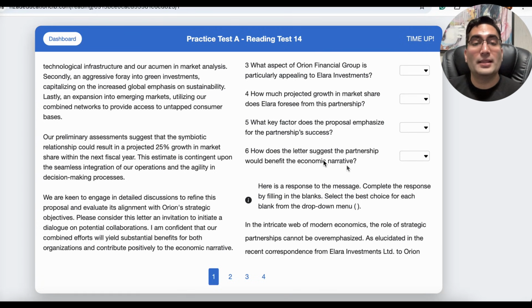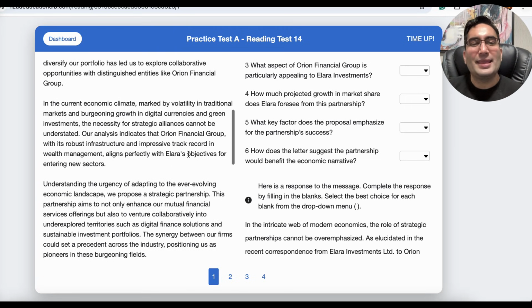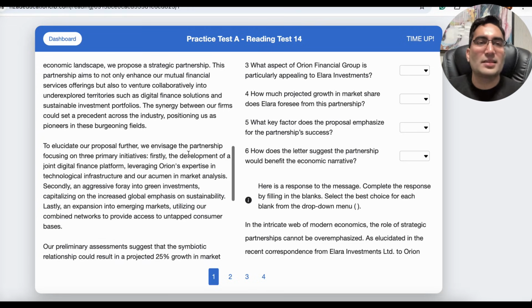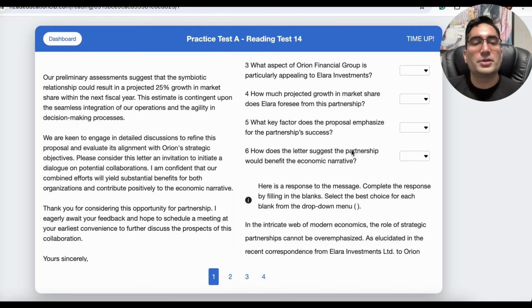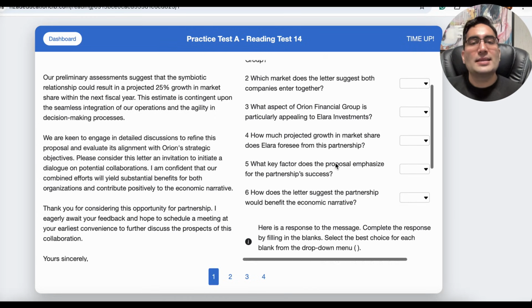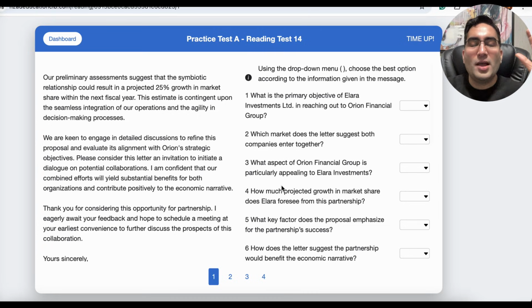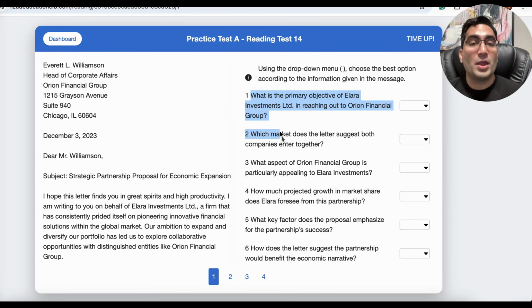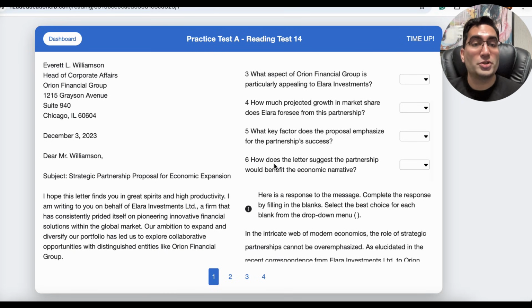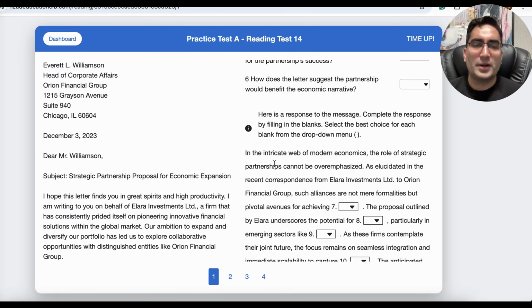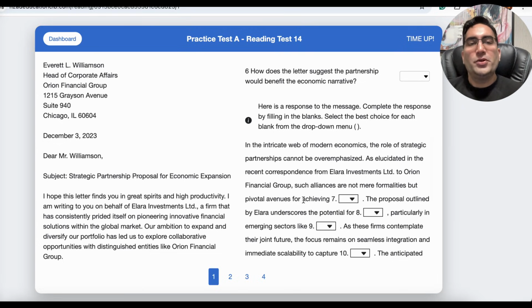Finally, question number 6, how does the letter suggest the partnership would benefit the economic narrative? Well, isn't that the whole email? That's the whole idea. Like if we do this, this will happen, this will be our growth. So once again, question number 6 is something I will answer at the end. 6 and 1 I would leave for the end. 2 to 5 I would answer first, and this will help me organize everything really well and get all the answers when they need to be answered. I'm not going to be thrown off by 1 and read everything, then go to 2 and read everything again. So this is how you want to find information quickly, and you can see how much it varies from question to question.